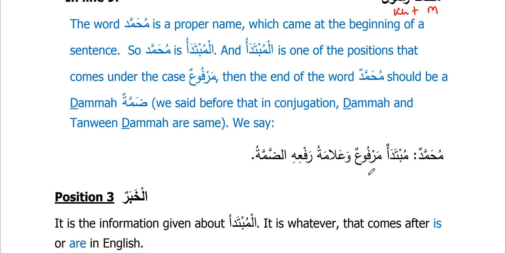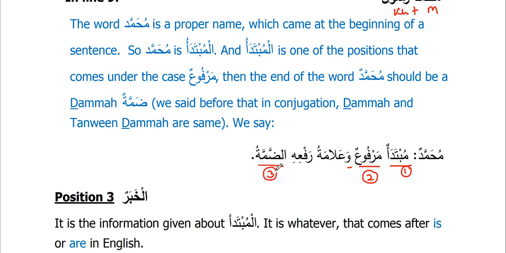Mubtada'un. Since this is jumla ismiya, the first noun is mubtada, so we will say mubtada'un marfu'an. Even mubtada is in marfu case, right? And what is your proof that this noun is in marfu case? Wa alamatu rafihi dhammatu. It has a dhamma.